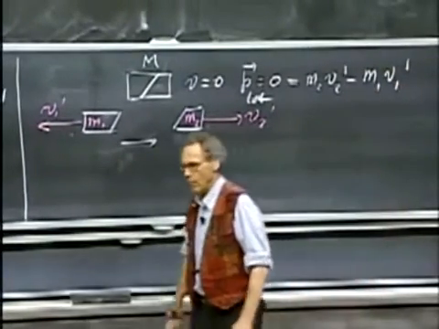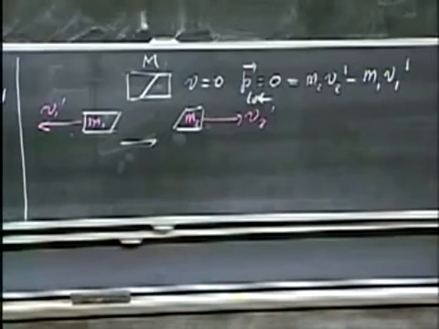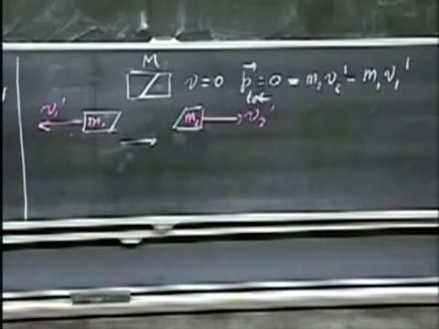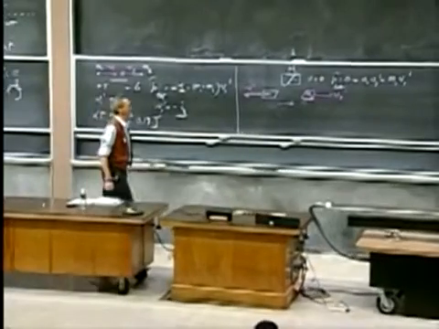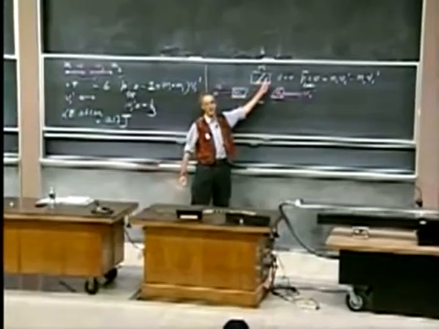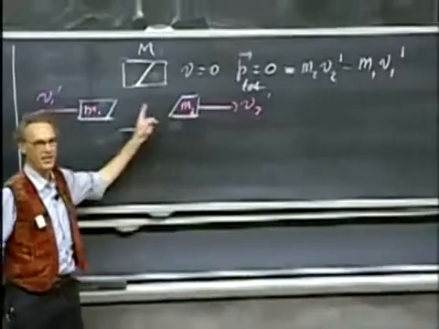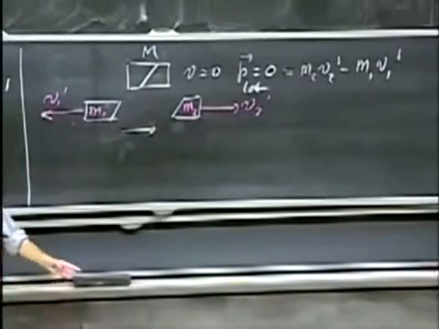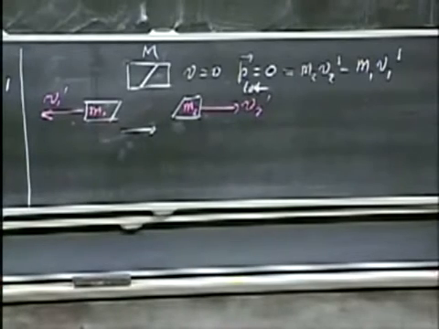What happened with the kinetic energy? Well, kinetic energy has clearly increased. There was 0 kinetic energy to start with. This one now has kinetic energy, and this one has kinetic energy. Where did that come from? Well, it was the chemical reaction of the explosion.